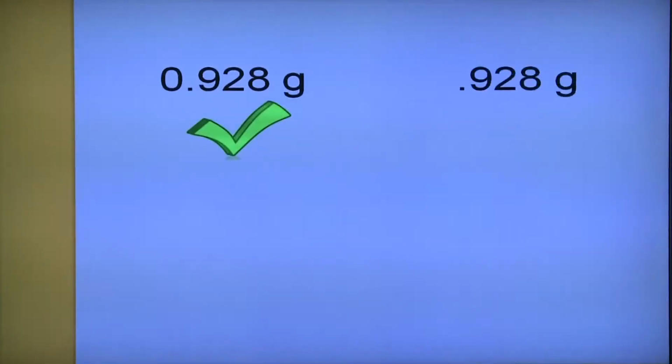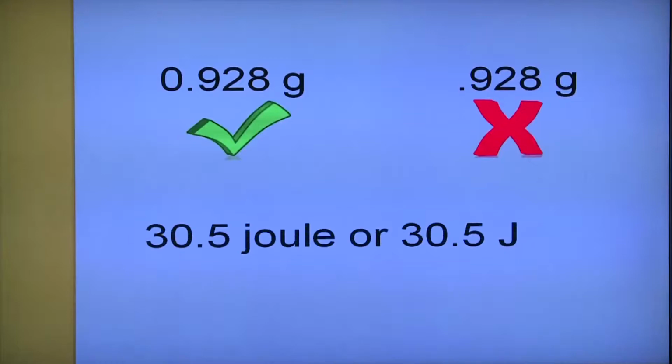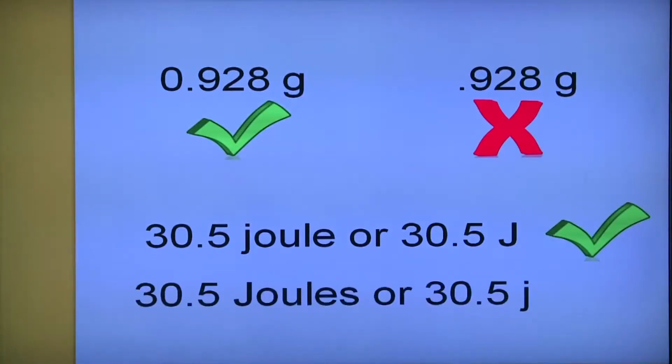For numbers less than unity, 0 must be inserted to the left of the decimal point. Writing 0.928 g is correct, but not .928 g. Symbols of units derived from proper names are represented by using capital letters. When written in full, the unit should not be written in plural. Say, 30.5 joule or 30.5 J is correct, but 30.5 joules or 30.5 j is not correct.